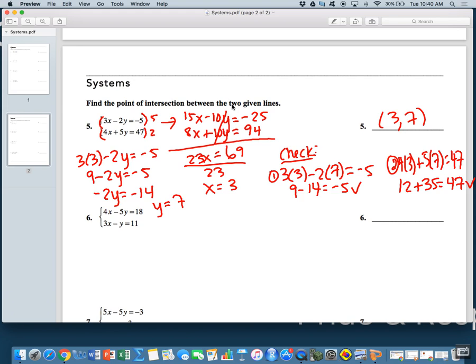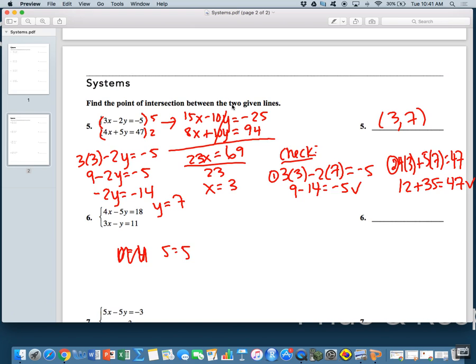All of this ring a bell? Yep. Okay, what happens if I'm doing a problem and I get down to something like 0 equals 4? What does that mean? No solution. What does that mean about your lines? They're parallel. Well, it could be a mistake, but it might not be a mistake. If you did the problem correctly and you get 0 equals 4, it means there's no solution because the lines are parallel.